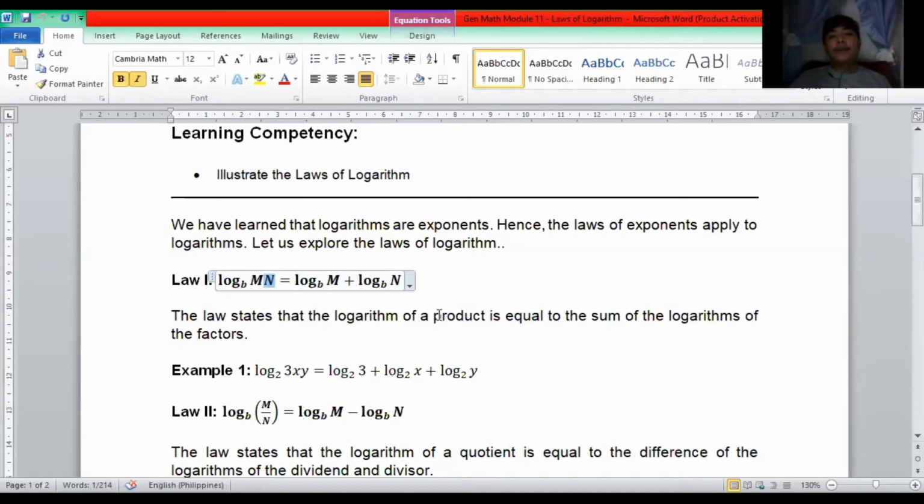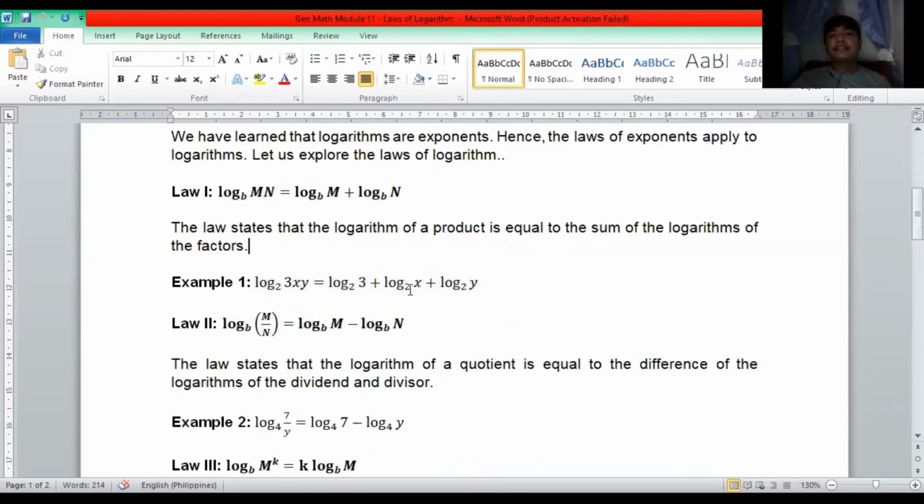So, pag product, ito nakalagay din. When product, we will get the sum of the logarithm. So, dahil product to, product ng mn, so pag sineparate natin sila, ang ipang-separate natin ay the plus sign. So, we will get the sum. So, we have the logarithm of m to the base b plus, and then the second variable is n, so we have the logarithm of n to the base b. So, para mas maintindihan natin, let's have an example.